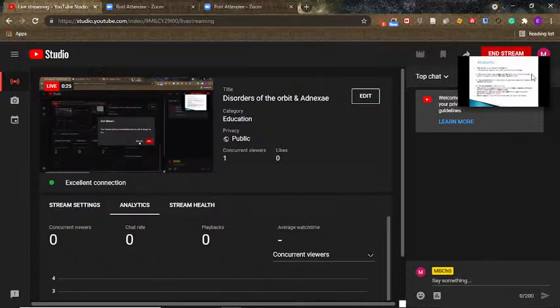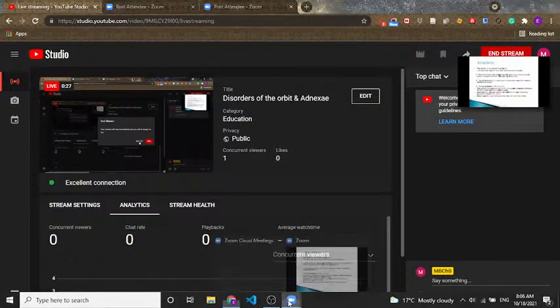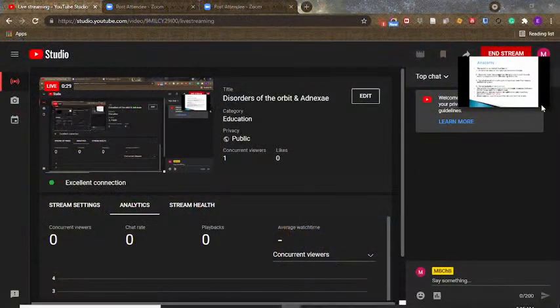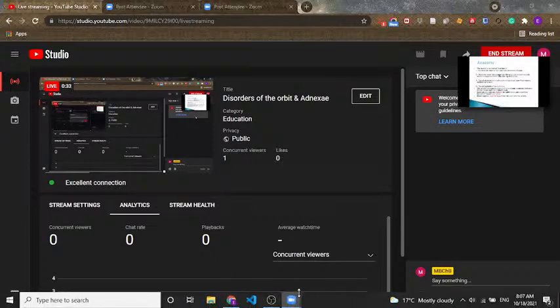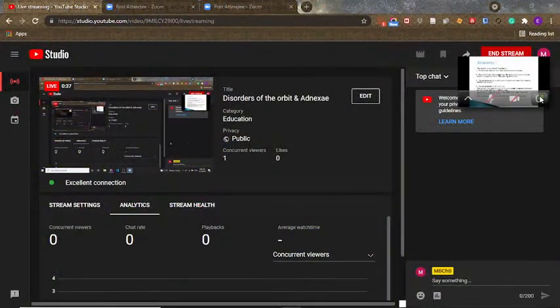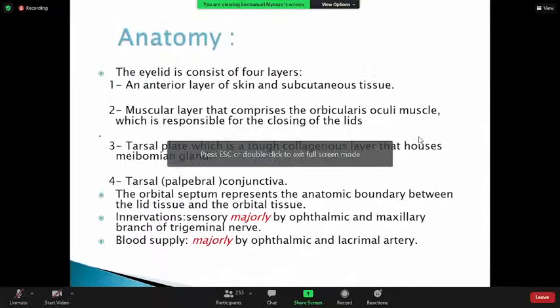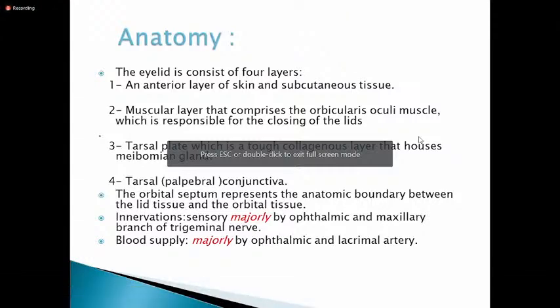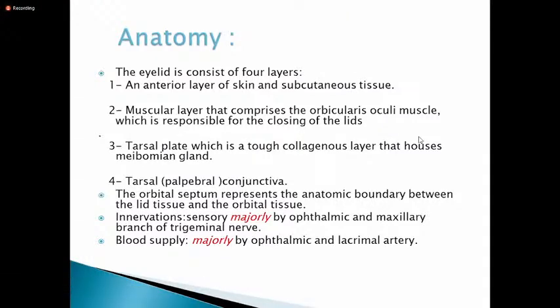The skin of the eyelid does not have subcutaneous fat. This is very important because the lid is very mobile and it needs to be very light, especially for blinking purposes. Under the skin is a muscular layer that contains especially the orbicularis oculi muscle, which is responsible for the closure of the eyelids. It's innervated by the seventh cranial nerve.